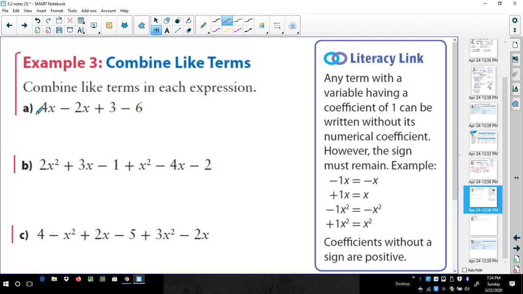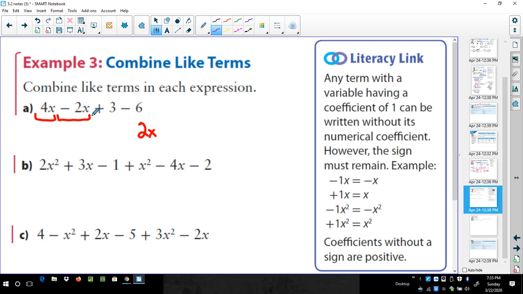So identifying the like terms. In here, I notice there is a 4x and a minus 2x. No other x's. These two can be combined. I'm starting at positive 4x. I will take away 2x. That means I'm left with a positive 2x.